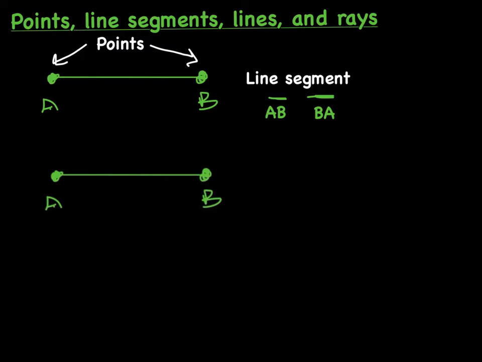The next thing we want to talk about is a line. A line can be made by extending the line segment in both directions and drawing arrows at the end. So if I take line segment AB, draw through the points just like this, and put arrows on the end, that makes it a line because these arrows show that this goes on and on forever in both directions.